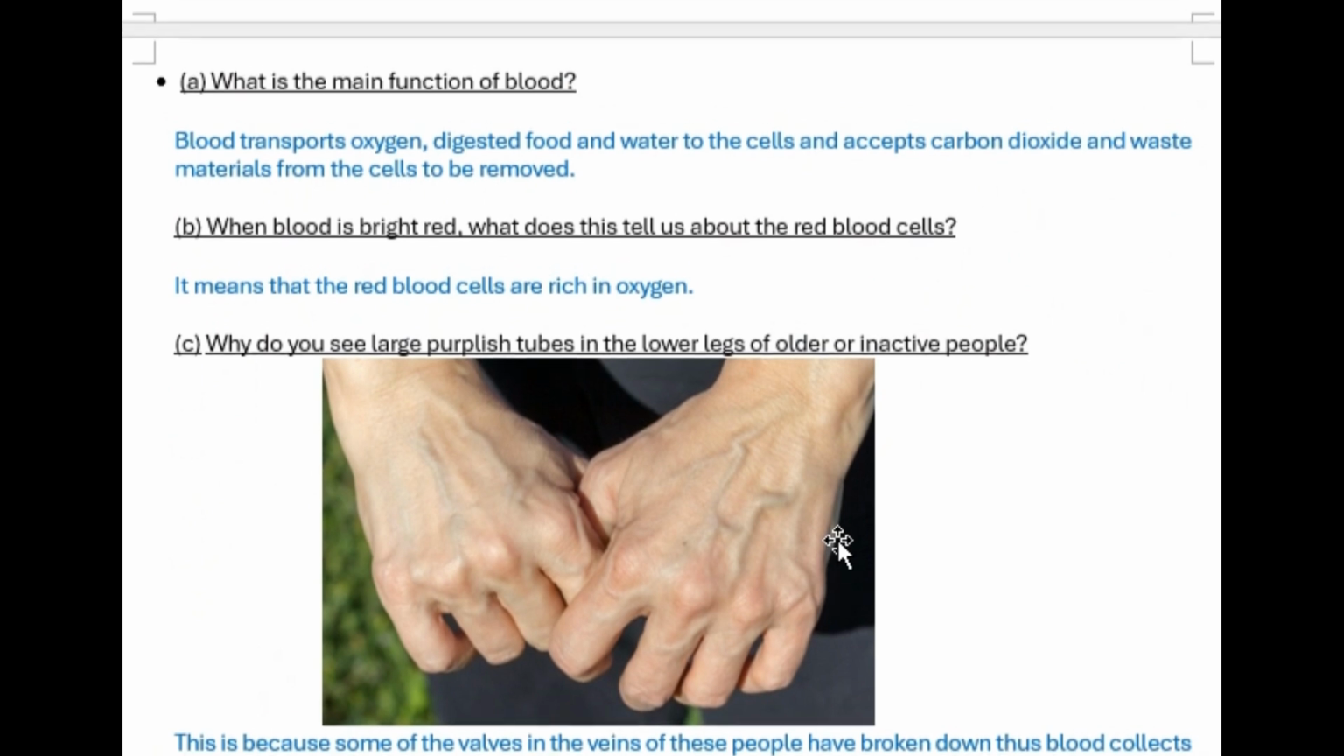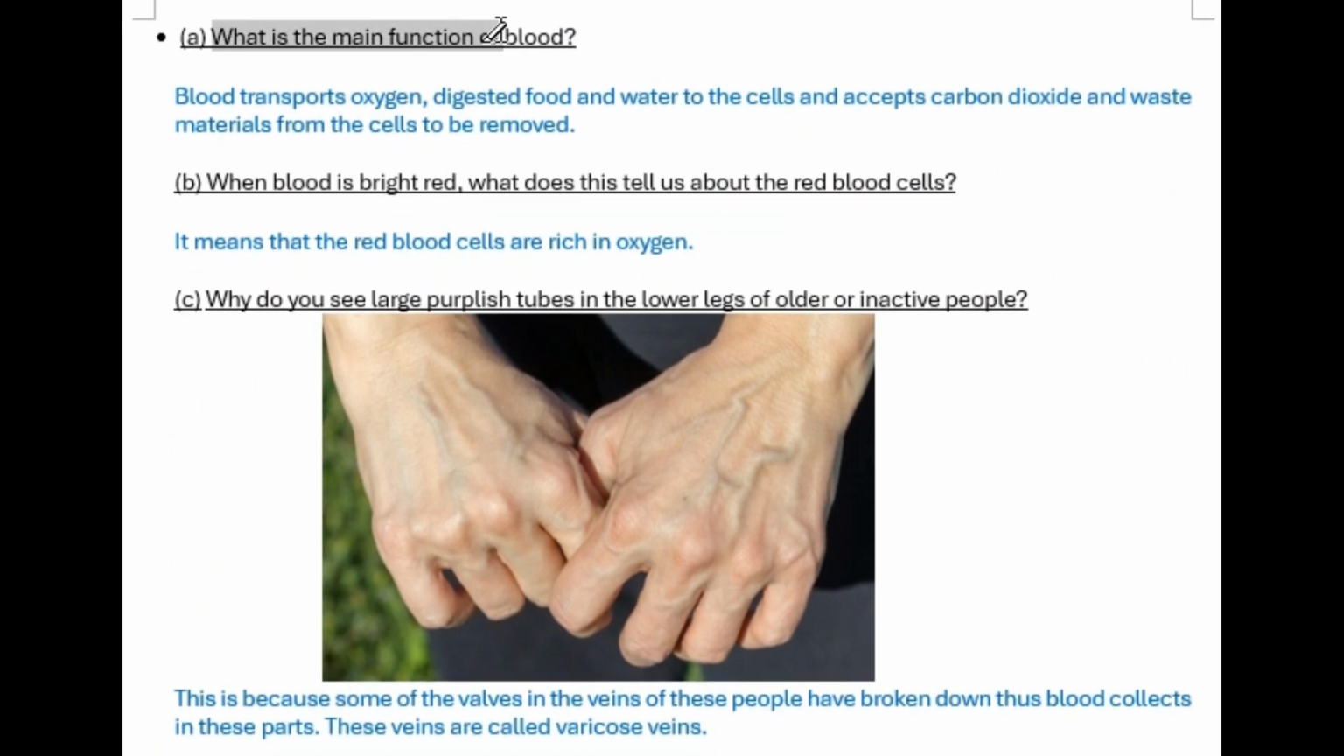What is the main function of blood? Blood transports oxygen, digested food and water to the cells and accepts carbon dioxide and waste materials from the cells to be removed. B. When blood is bright red, what does this tell us about the red blood cells? It means that the red blood cells are rich in oxygen.